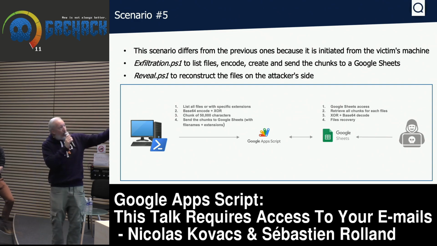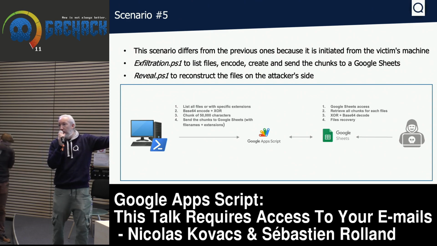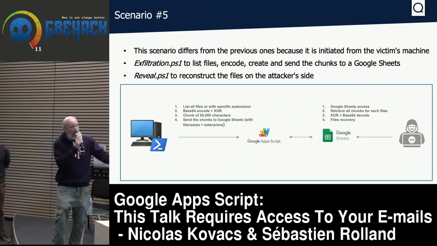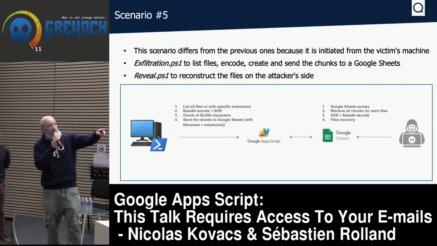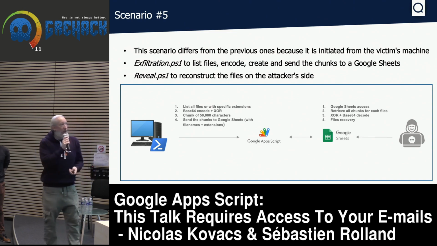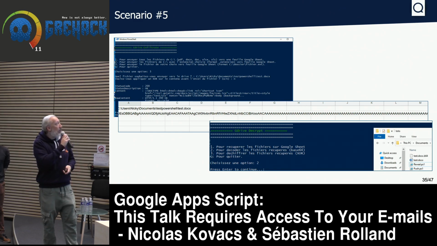When the Google Apps Script receives the chunks, it will just forward the chunks to a Google Sheet directly. On the attacker side, he will just access the Google Sheet, so he has the chunks of the file and can just reconstruct the file on his side. Here is an example, but we will have a demo on this.